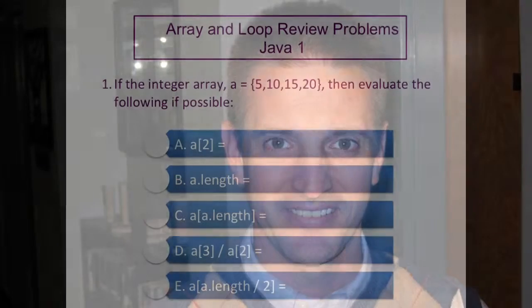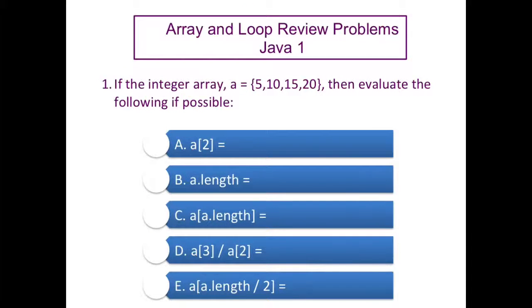Hope you enjoy. Today we're going to be working on several review problems involving arrays and loops. So let's get started with number 1 here. We can see that we have an integer array that contains 5, 10, 15, and 20, and we have to evaluate several different values. So I always like to start by listing out the indices of the array.